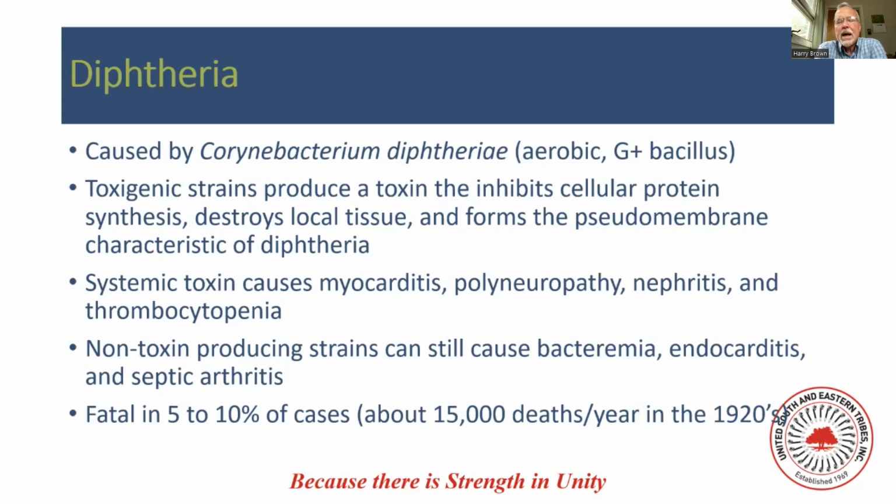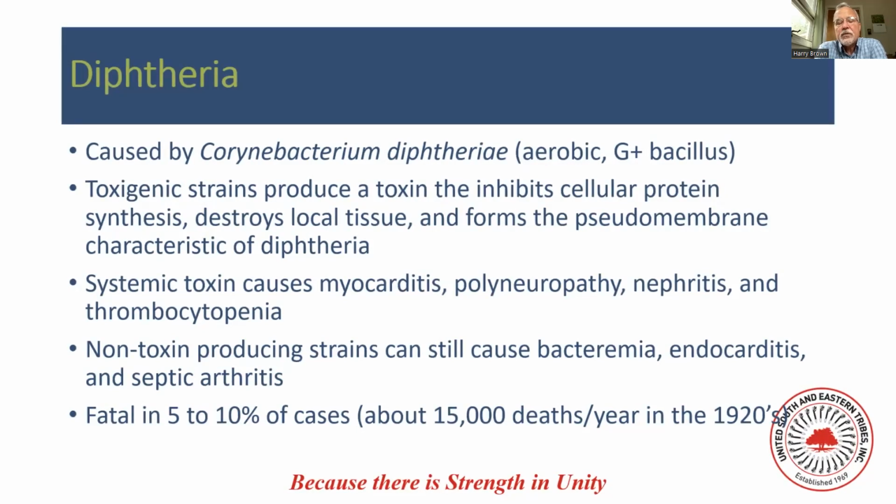But anyway, back before there were antibiotics or vaccines, it was fatal in 5 to 10% of cases. In the 1920s, they were recording about 15,000 deaths per year from diphtheria. And we've almost pretty much eradicated it from the United States with the vaccine.